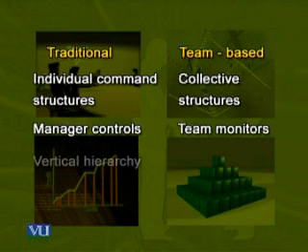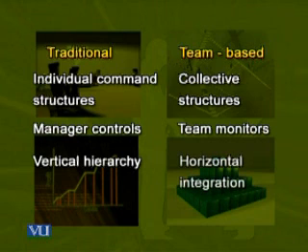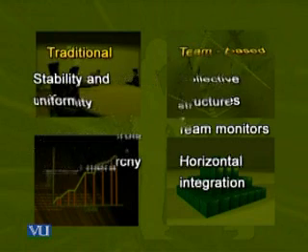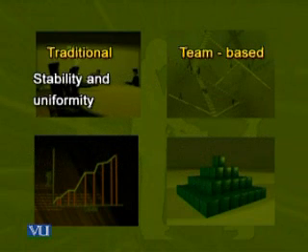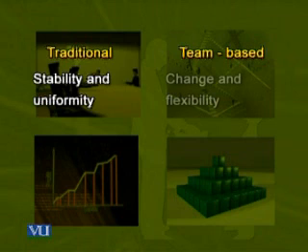In the traditional organization, there is more vertical hierarchy, while in the team-based organization, there is more horizontal integration, because you have people at the same level. Got it? Similarly, in the traditional organization, the priority is stability and uniformity. So they are less prone to any change, and not ready for any kind of creativity. While in the team-based organization, they are more ready for change.